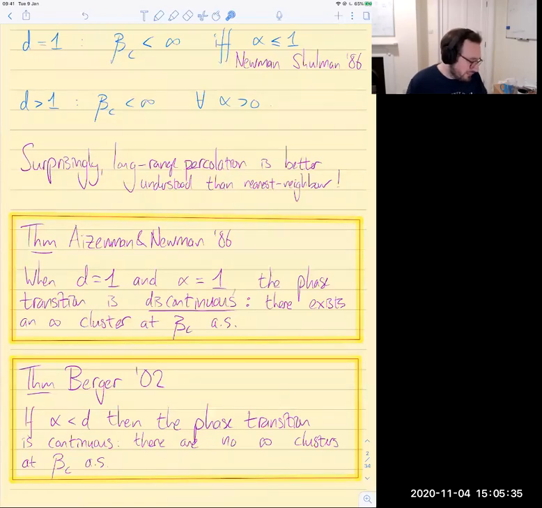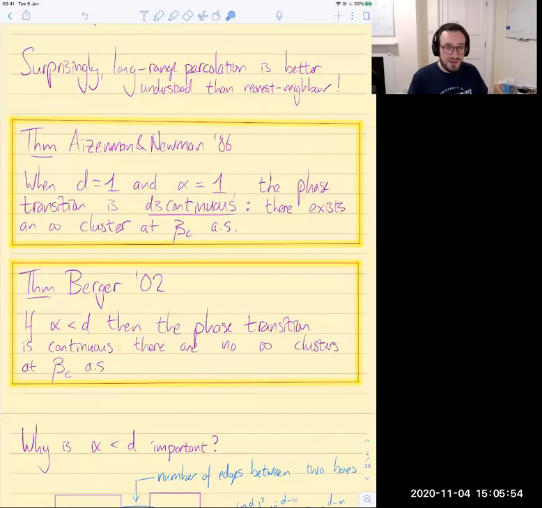Now you might think that this model ought to be maybe more difficult than nearest neighbor percolation, but in fact that's not really true. In fact, our understanding of long range percolation is better than our understanding of nearest neighbor percolation in several ways. In particular, at least for small values of alpha, the continuity of the phase transition is completely understood. And of course, this is not the case whatsoever for nearest neighbor percolation.